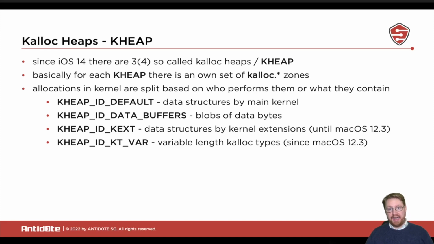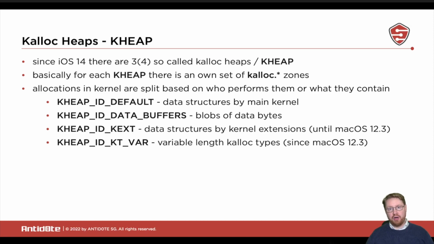The first thing that Apple added was the existence of kalloc heaps, or short, k-heap. So what is a k-heap? Basically, the idea is that for each k-heap, all the normal kalloc dot whatever zones are created. So for each k-heap, there is a separate kalloc dot something zone available. And then, depending on who allocates what inside the kernel, a different kind of k-heap will be used for the allocations.